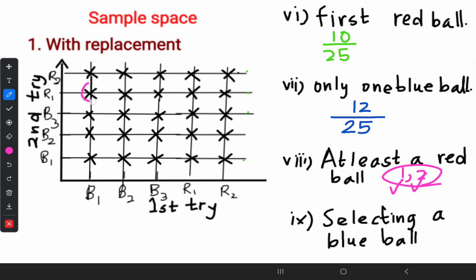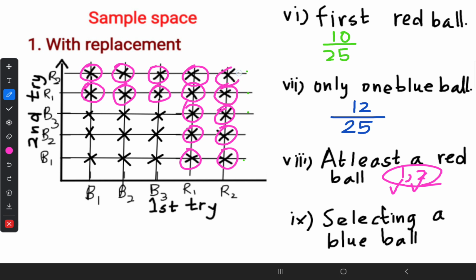At least a red ball: red and blue, red and blue, red and blue. So a red ball, that condition is satisfied. Red and blue, red and blue, red and blue. Think about here: red and red. So at least a red ball is obtained here as well. Here also the same thing. So in total 25, the probability we need for the at least a red ball condition would be 16 upon 25.